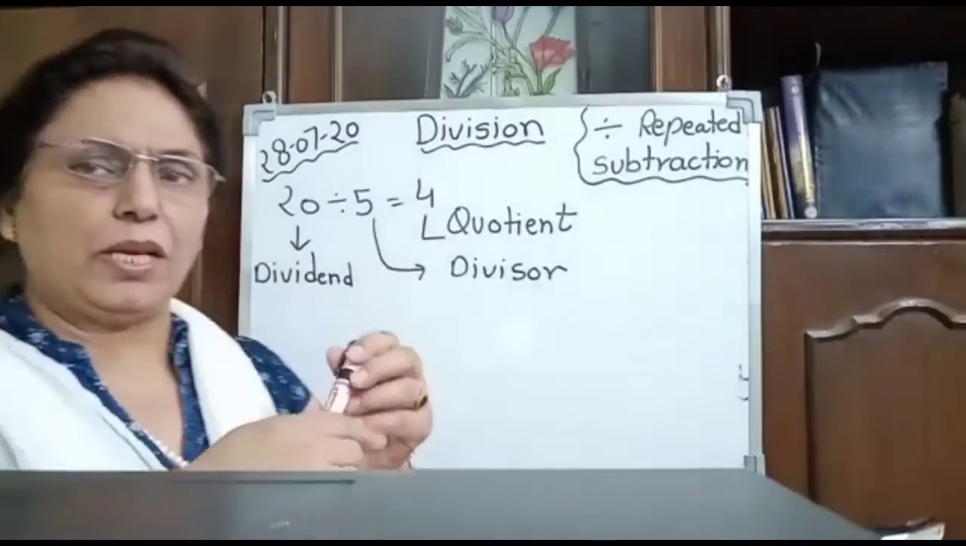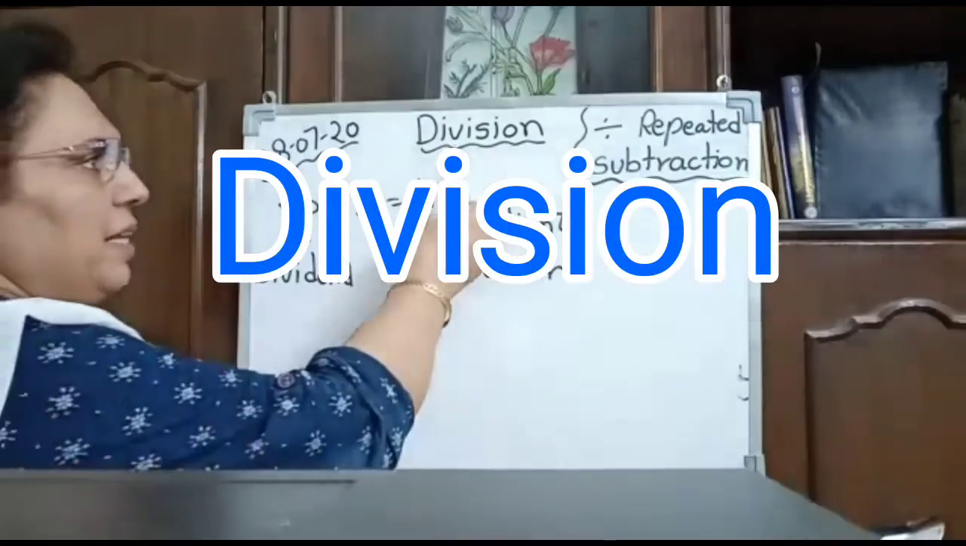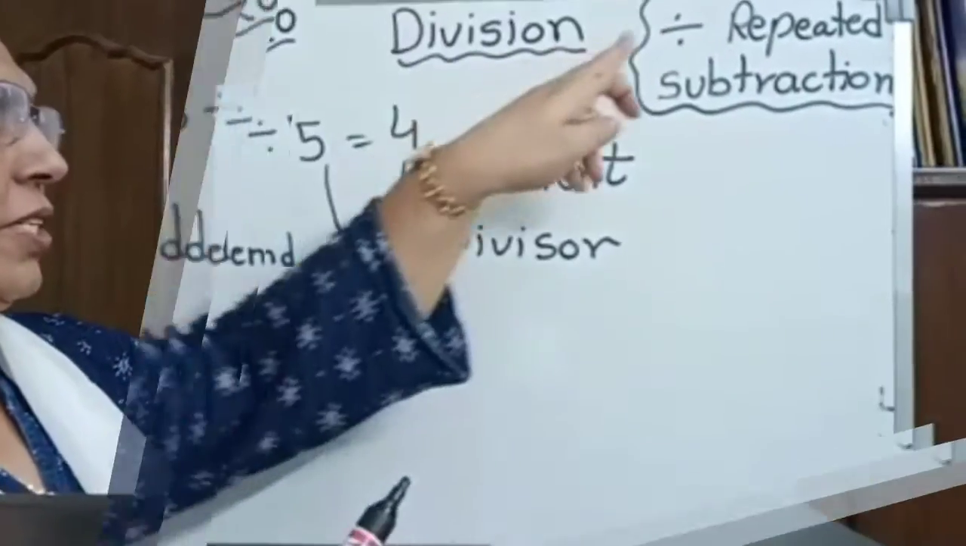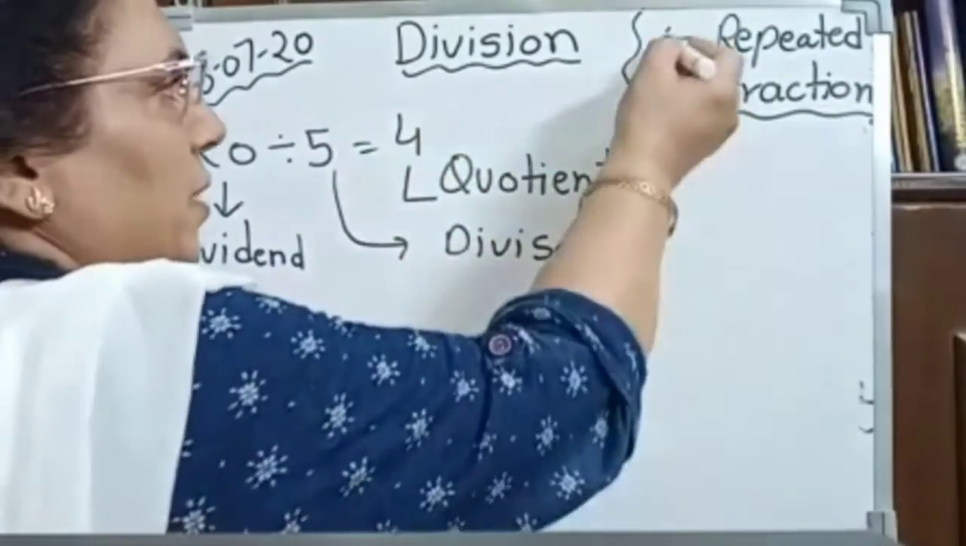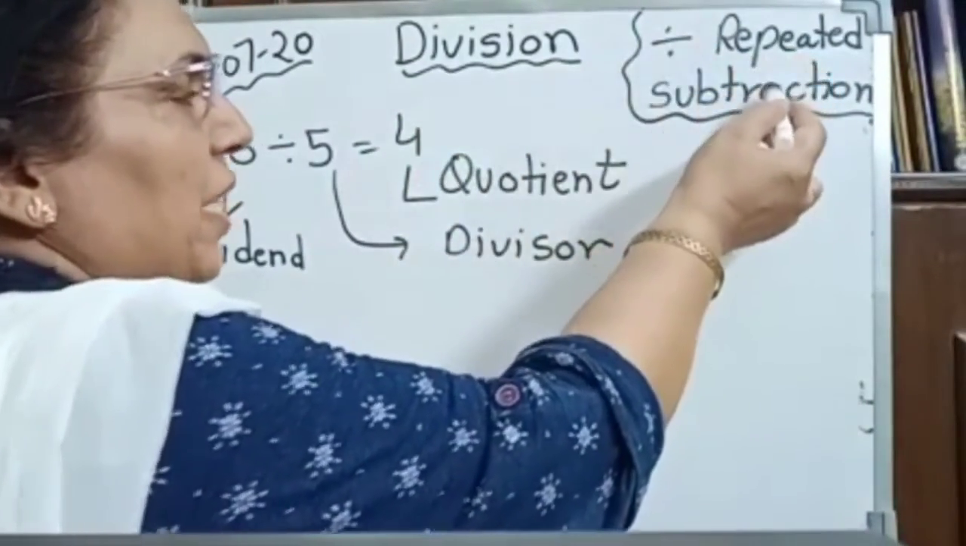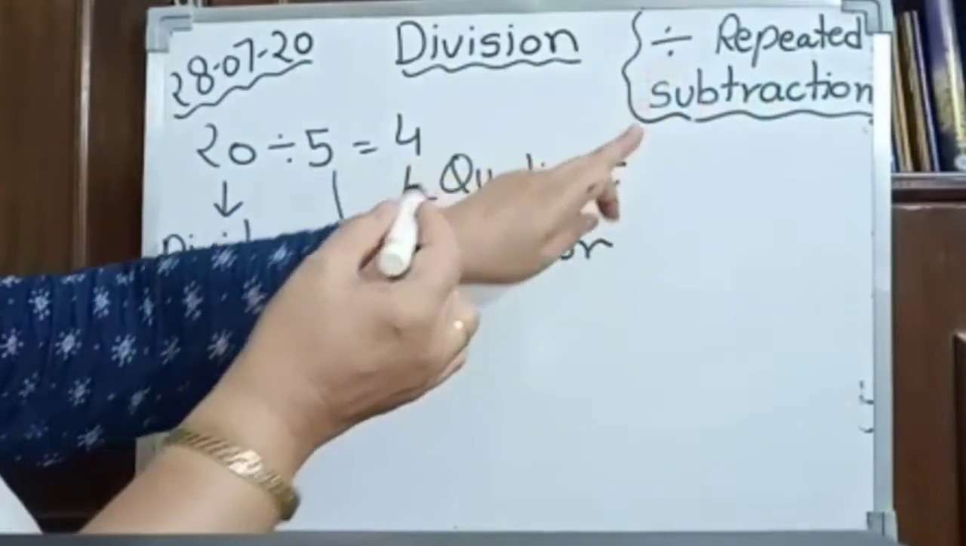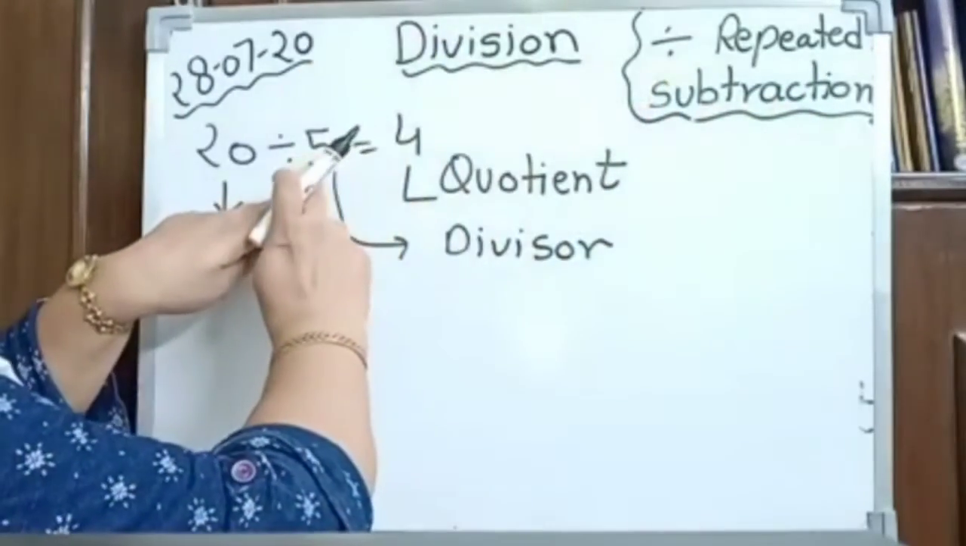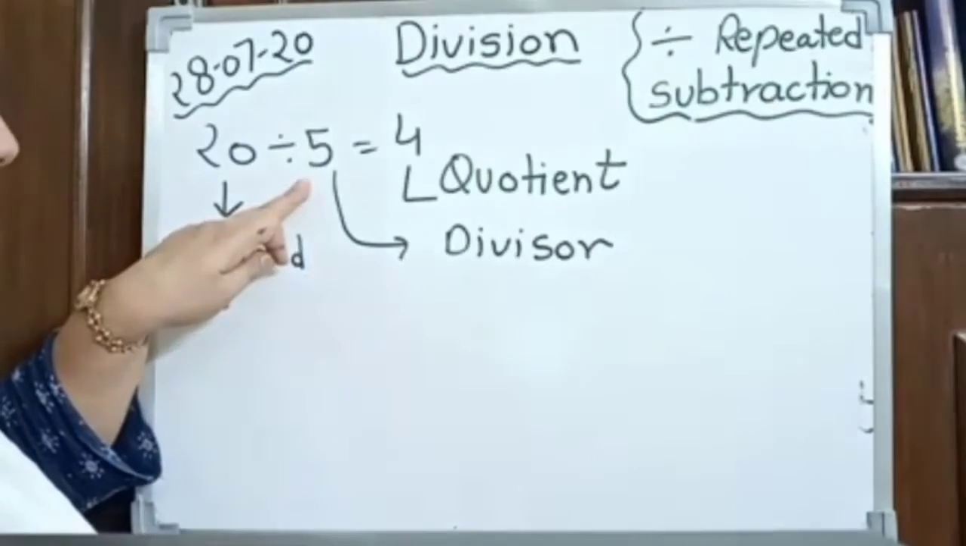Hello students, now we have a new topic, that is division. The symbol of division is this, and this is repeated subtraction, which means we have to subtract according to the table till we get 0.